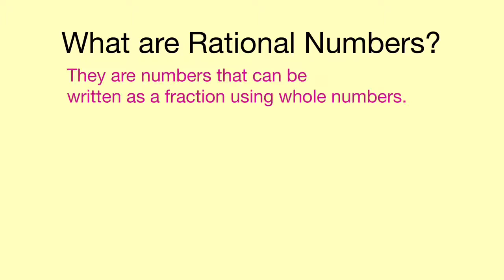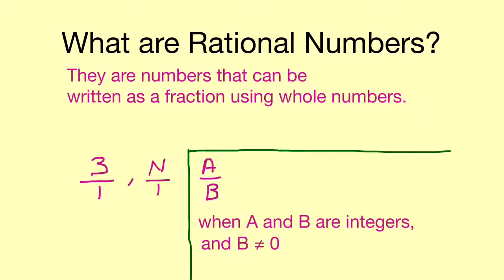What are rational numbers? They're numbers that can be written as a fraction using whole numbers. So in other words, 3 over 1, 3 and 1 are whole numbers. That is a fraction, and it is equal to 3, so 3 is a rational number. We can represent that by any whole number over 1. Also, any whole number over any other whole number makes a rational number as long as the numerator and the denominator, in this case a and b, are integers, and the denominator, of course, cannot be 0.